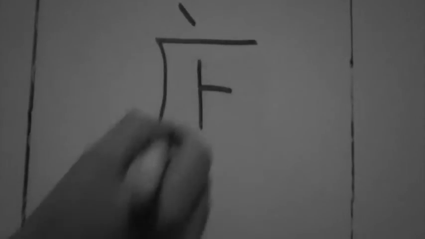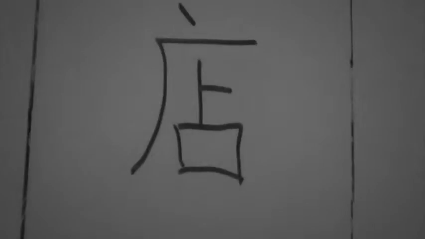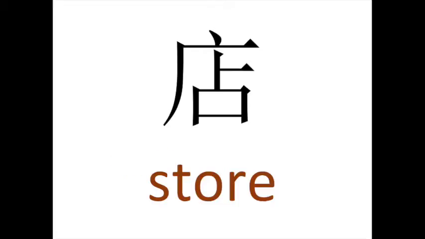Great. The next character we're learning is the character for store. So it has a radical on the top and left that is the shelter radical, which makes sense because a store is typically inside or sheltered. It's, you know, kept safe. So yeah, that's the radical for shelter and the character for store, right? There's a thing in the store.